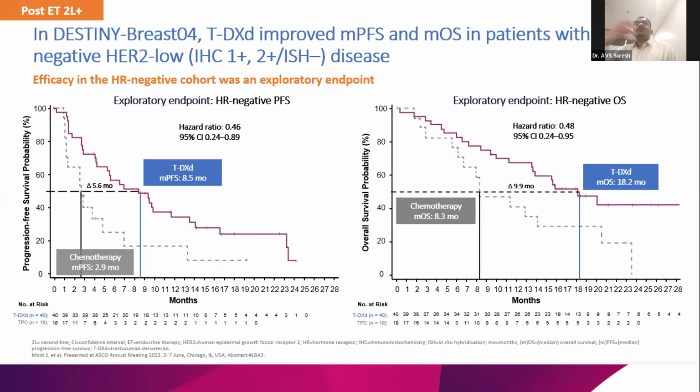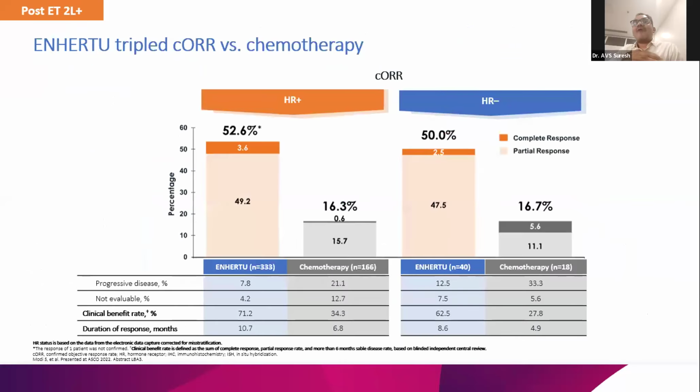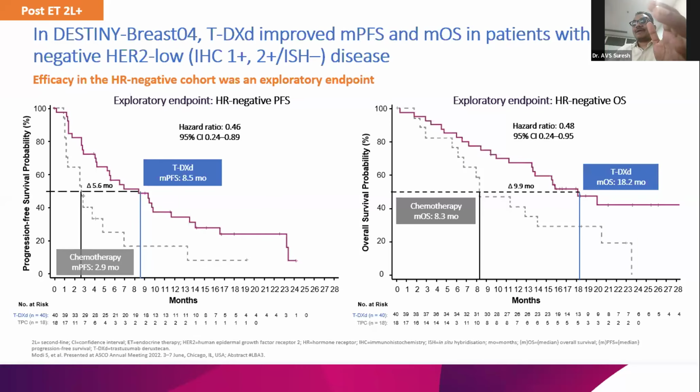So again, if you look at the subset analysis of the DESTINY-Breast04 study, it improved the median progression-free and overall survival in patients with hormone receptor negative, HER2 low. So that means we used to call them triple negative, but actually they are in the HER2 low category. The graphs are wide apart, so beautifully separated, both PFS and OS, that you tend to always do the HER2 1 plus and 2 plus in every patient. That's the beauty of this molecule as well as the study.